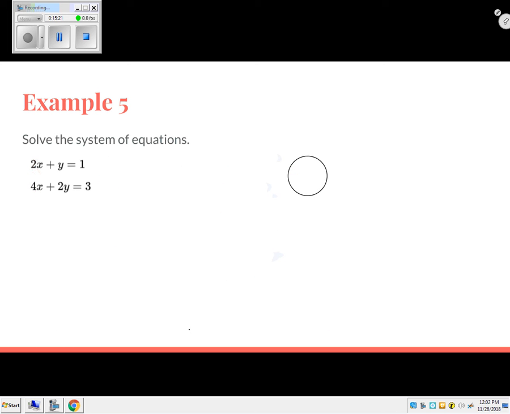Okay, so this is how I plan on asking you on your assessments in here how to solve. I'm just going to say solve however you want to. So I'm just going to hit pause again. You solve this however you want to.